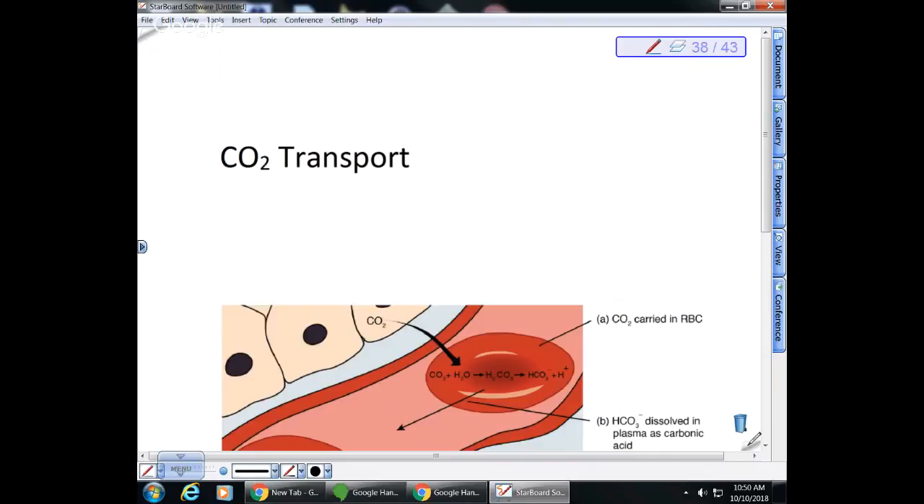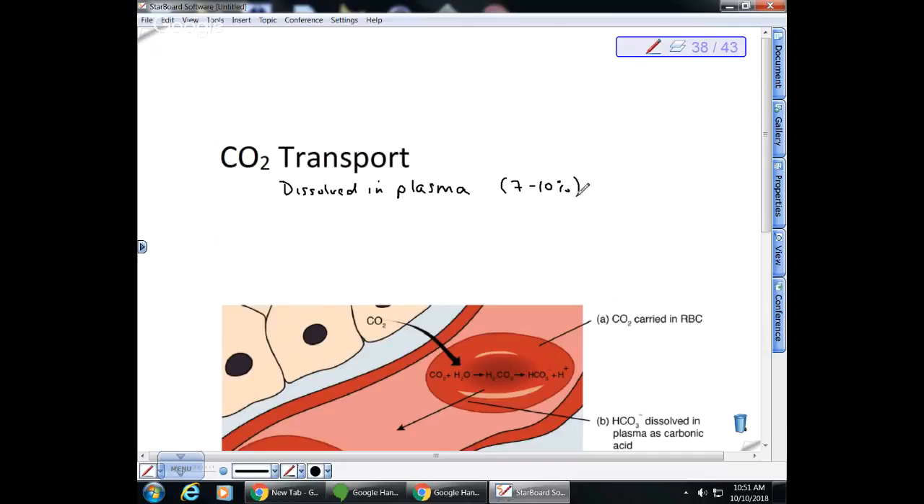Okay, so we also need to talk about carbon dioxide transport, and this is a little bit more variable. There are actually different ways that we can transport carbon dioxide in the body. One way to transport it is just dissolved in the plasma. The plasma is just the fluid besides the blood cells, so this would be outside of the blood cells. About 7 to 10% of carbon dioxide is transported in this fashion.